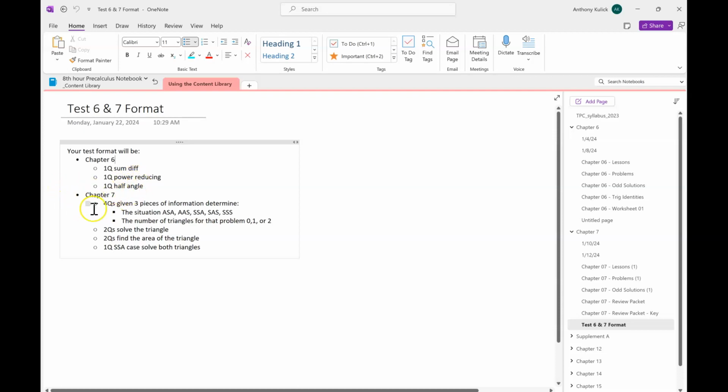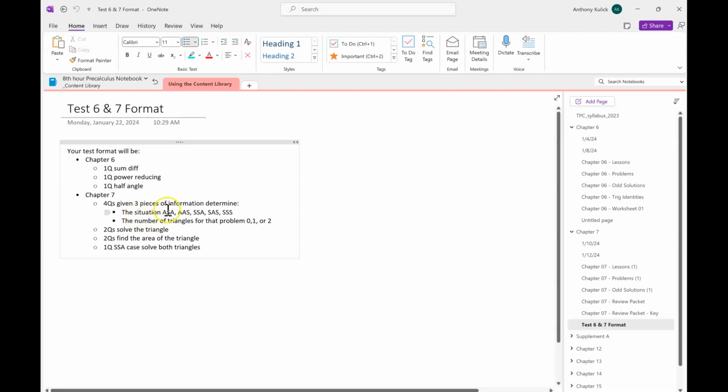From chapter 7, you'll have 4 different types of problems. So you'll have 4 problems where I'm going to give you 3 pieces of information, either sides or angles, and ask you to do 2 things. Tell me what the situation is. Is it angle side angle, or angle angle side, or side side angle, or whatever? And then I will also ask you to tell me the number of triangles for that problem, whether it's 0, 1, or 2.